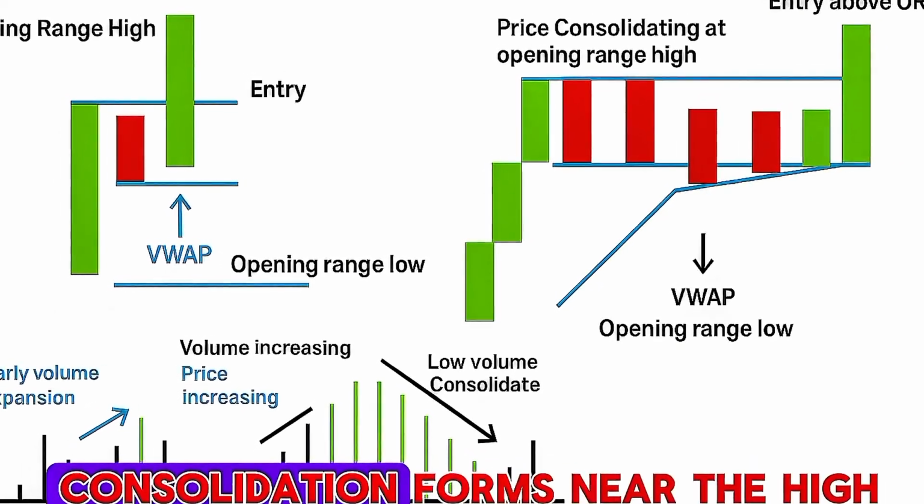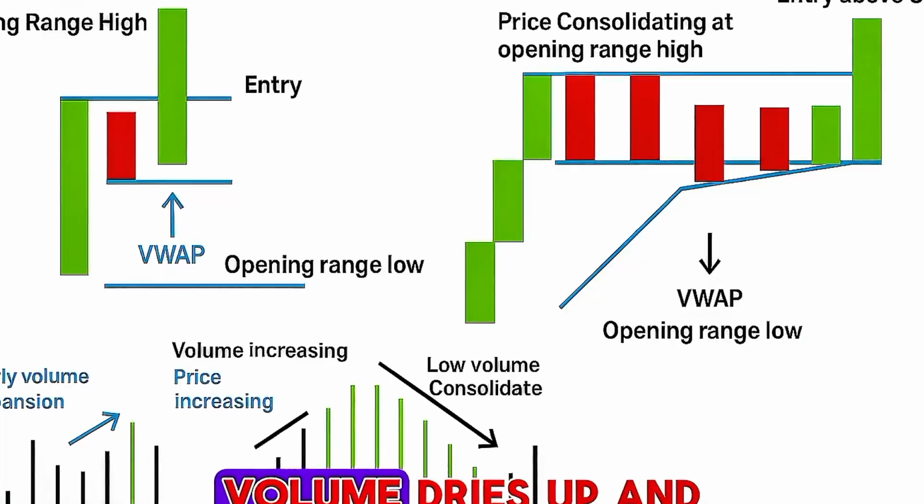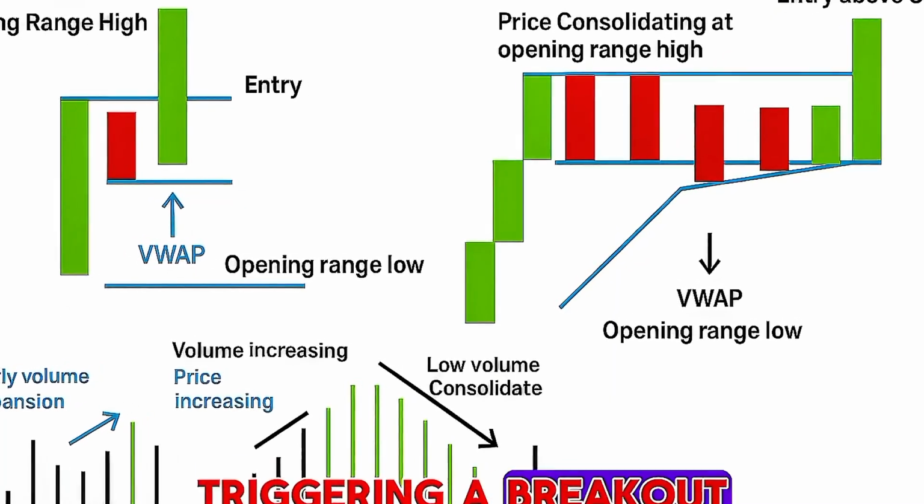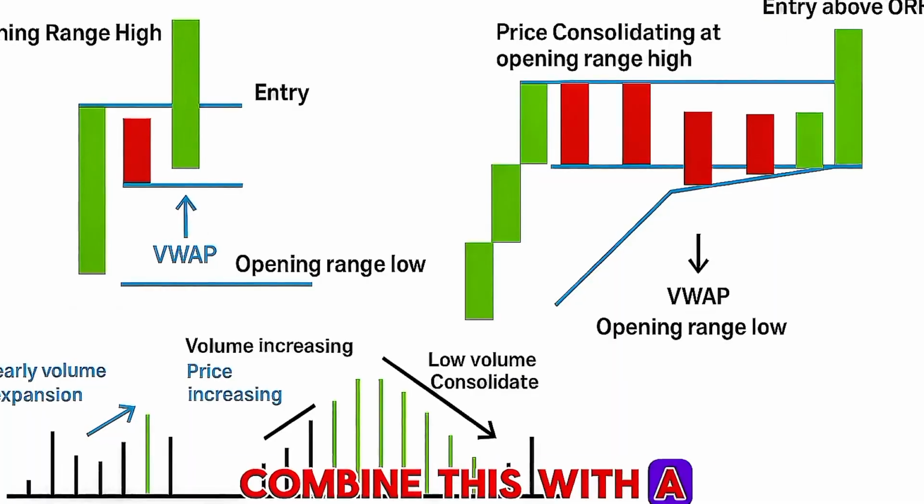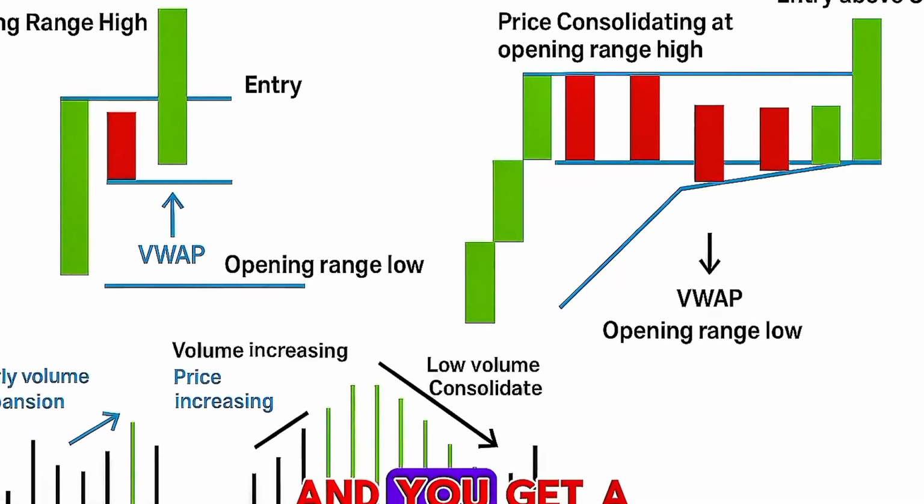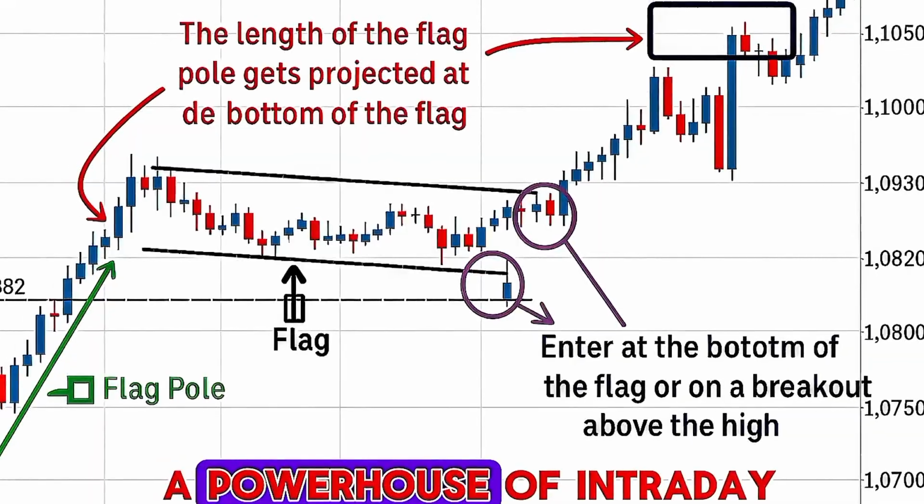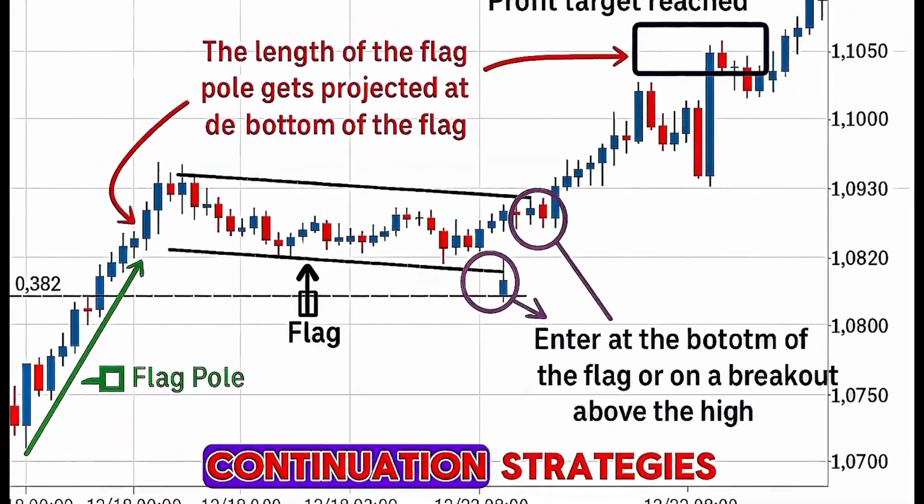Look at how the consolidation forms near the high, volume dries up, and then suddenly spikes, triggering a breakout. Combine this with a tight stop below VWAP and you get a precise low-risk trade. The bullish flag is a powerhouse of intraday continuation strategies.